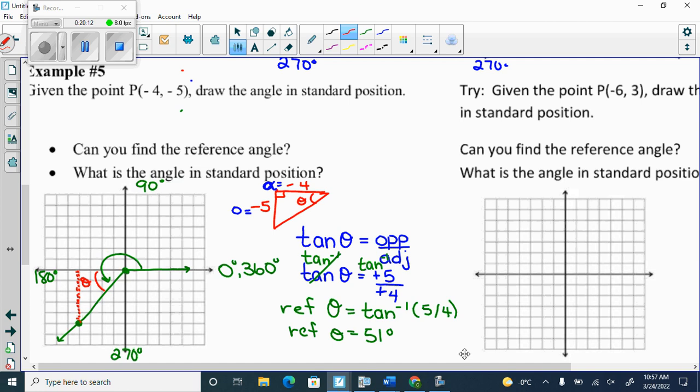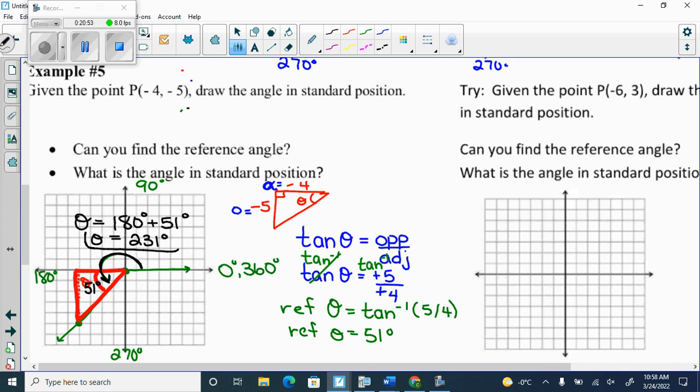So, we know now that we took this triangle here out. Here's the red triangle we just pulled out. Correct? And we just found out that this angle is 51. So this here is 51 degrees. So how do I get the standard position angle, this green angle? I'm going to go theta equals 180 plus 51. And it's 231.